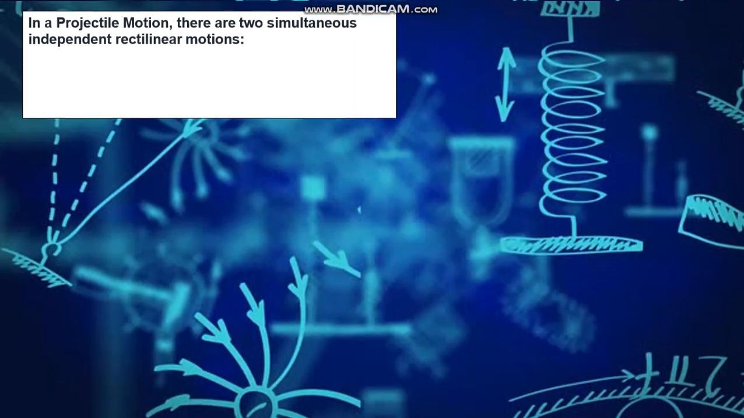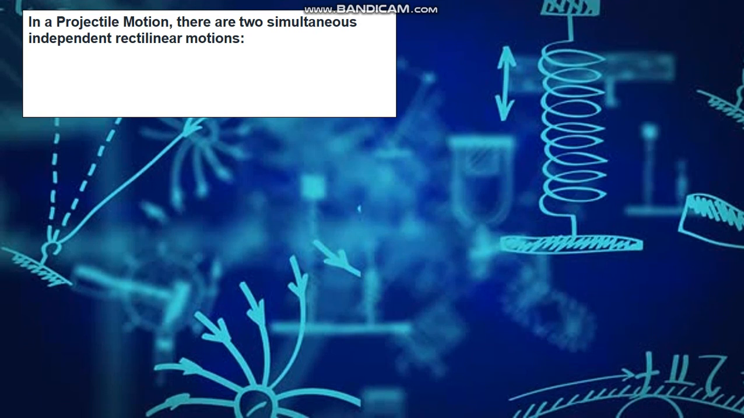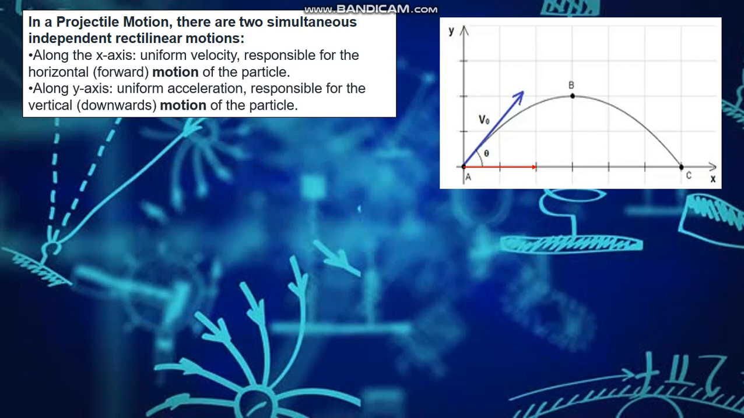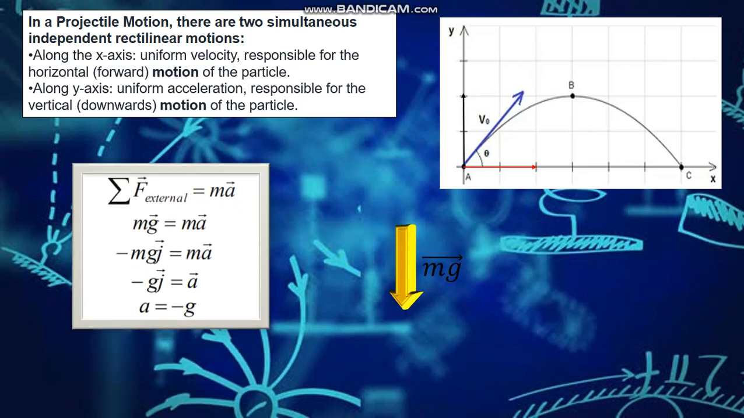In a projectile motion, there are two simultaneous independent rectilinear motions. Along the x-axis, there is uniform velocity, which is responsible for the horizontal motion of the particle, and along the y-axis, uniform acceleration, responsible for the vertical or downwards motion of this particle. And this object, as we have said, is under the action of its weight only. So if we apply Newton's second law, we arrive at this relation: acceleration equals minus gravity.